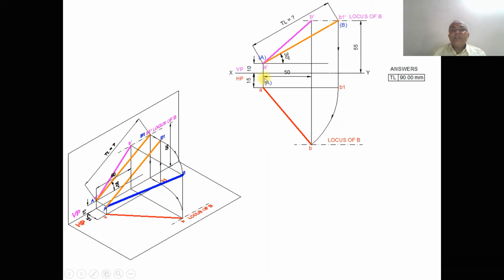Then, as we know that the distance between the end projectors is 50, from end projector A you measure 50 mm horizontally and draw a vertical projector so that it cuts the locus of B here. You mark this point as B dash and then join a dash B dash with a dark line.